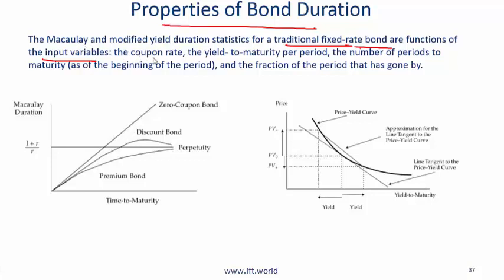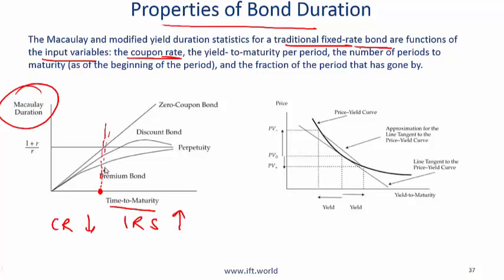So how does duration depend on coupon rate? In other words, how does interest rate sensitivity depend on coupon rate? Now, something we've talked about before, if the coupon rate is low, then the interest rate sensitivity or the duration is going to be high. Now, how do we see that in this picture over here? On the y-axis, we have Macaulay duration. On the x-axis, we have time to maturity. But if you take a particular time to maturity, let's say, along this dotted red line, the time to maturity is the same.